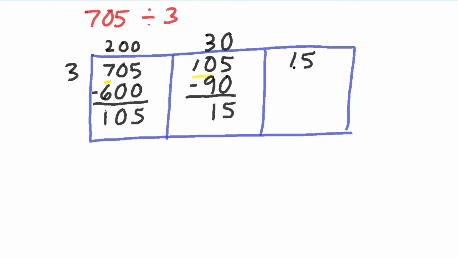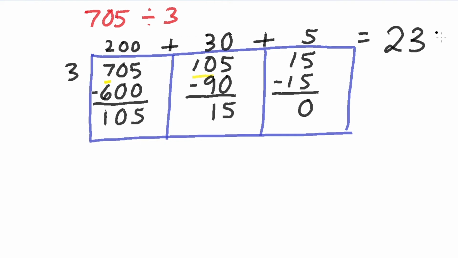15 divided by 3 is, well, that's easy. You all know that that's 5, because 5 times 3 is 15. Let's subtract that, and we have a remainder of 0. So what is our final answer? Well, we actually have to add 200 plus 30 plus 5 to get our answer. 200 plus 30 plus 5 is 235. So our final answer is 705 divided by 3 is equal to 235.